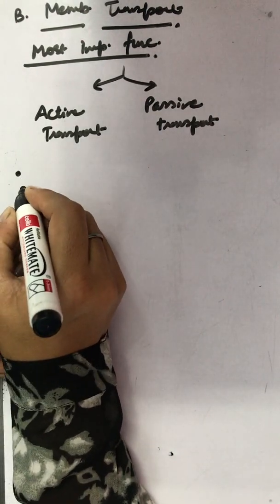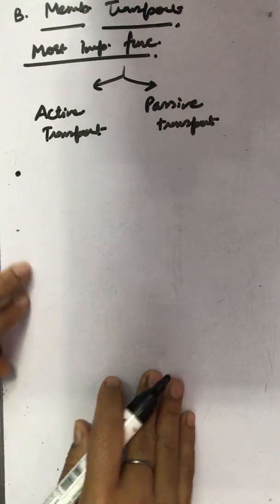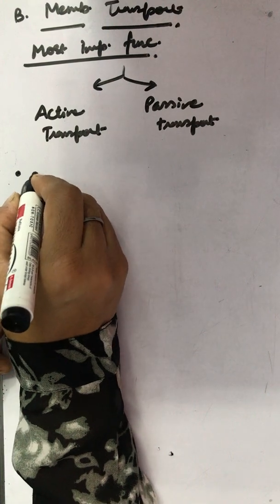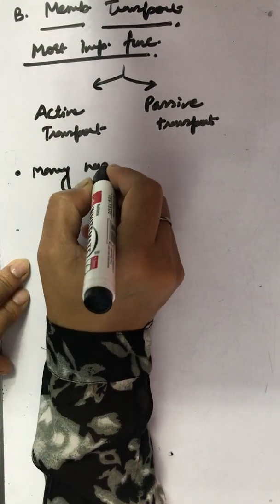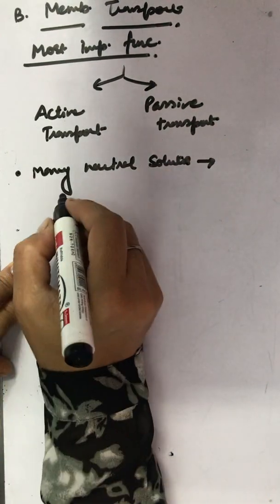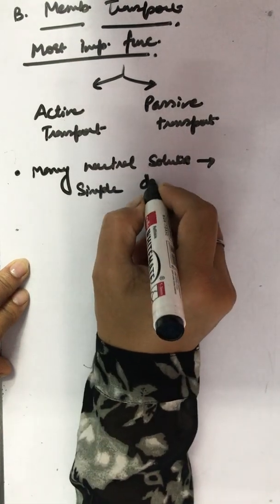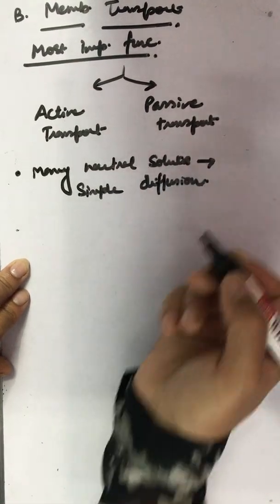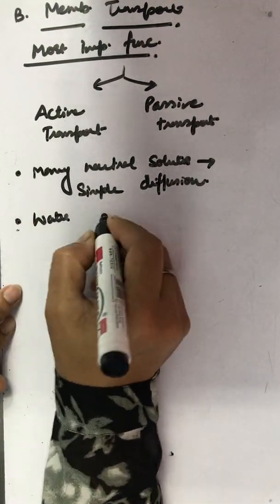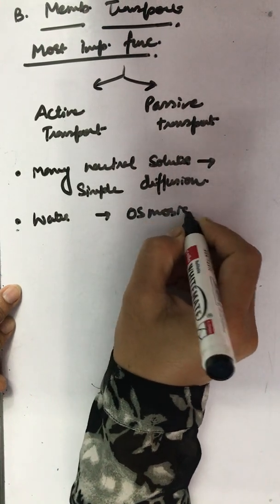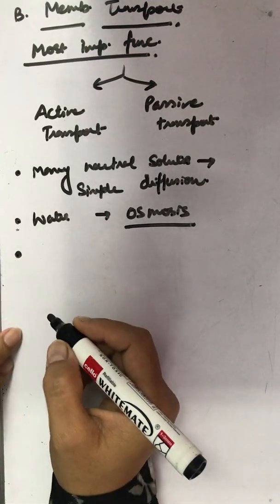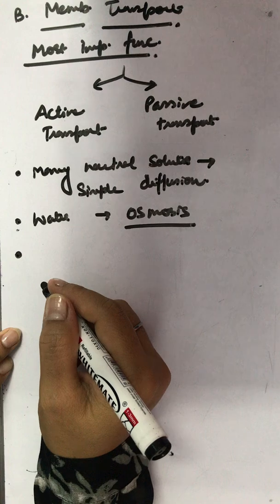See, generally there are certain neutral solutes. Neutral means the ones which are not polarized ions. Many neutral solutes move across by simple diffusion. They do not need any carrier, they simply move across. Secondly, water moves by osmosis, that we know. Then there are certain other polar molecules which follow facilitated diffusion.